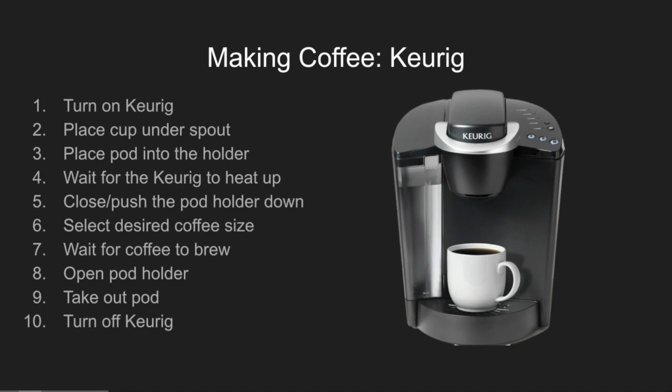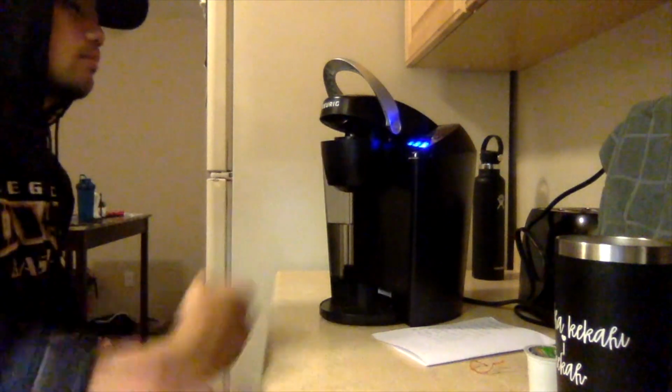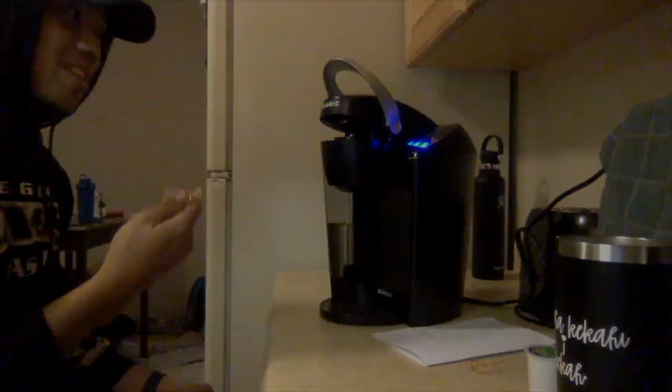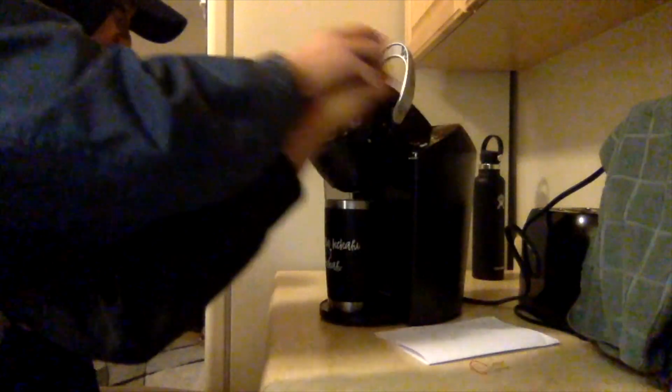Here is a video of the forward chaining example. Good job. Then you take the cup and you put it underneath. Then you take the pot and put it in the holder. And you wait for the Keurig to heat.